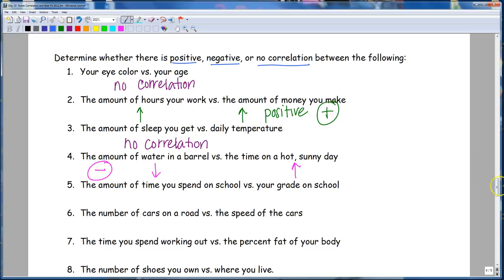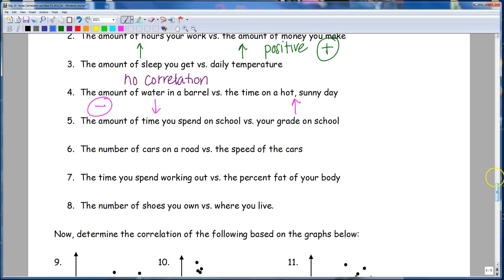All right, number 5. This one, some of you are going to argue about. Remember, there is such a thing as an outlier where it doesn't follow the trend. But in general, if you are spending more time on school and doing your homework, your grade will be higher. Okay? So this would be positive correlation.